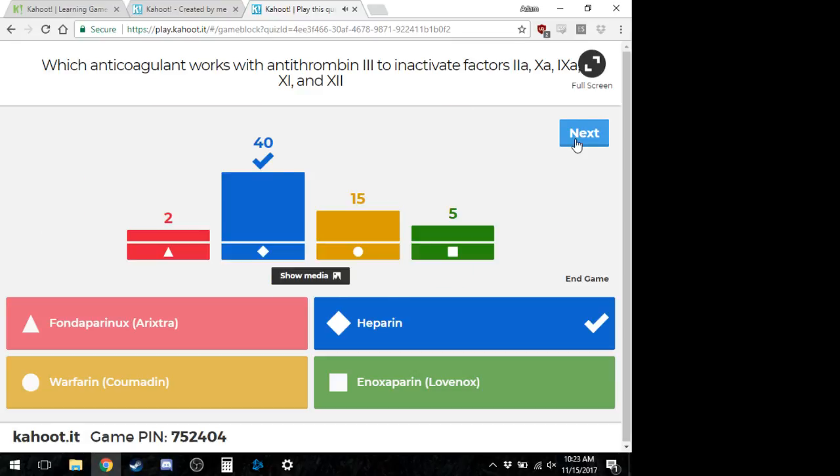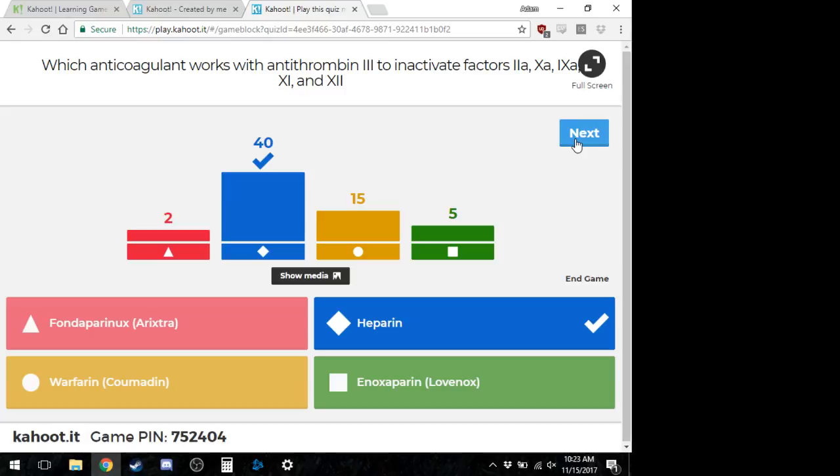All right, so the correct answer is heparin. So key points to note here. What are we asking? What drugs are working with antithrombin 3, which includes what? Includes heparin. What else? Low molecular weight heparins, and in addition, Arixtra, right? So fondaparinux. All those work with antithrombin 3 to make it work better.